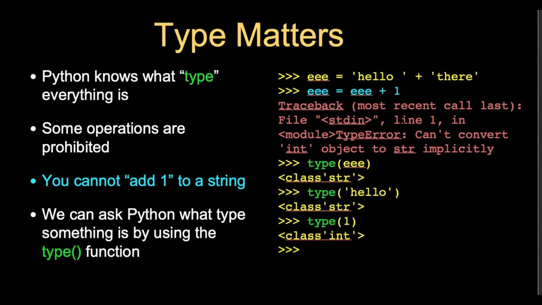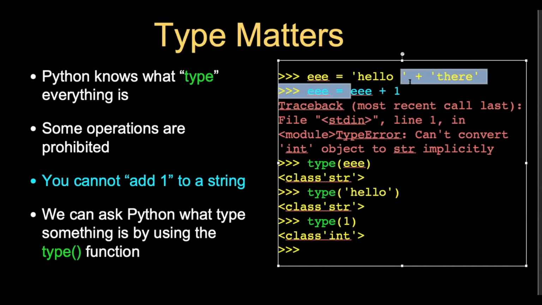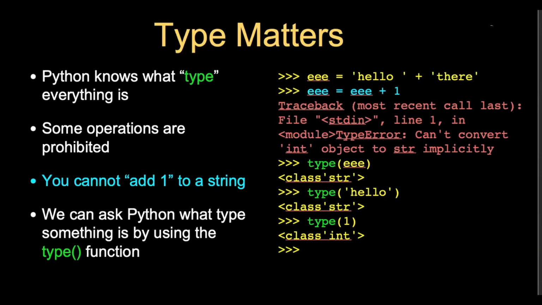Cool, the type matters. Yes, so what does that mean? Well, if you have the wrong type, then you can't do nothing. Well, actually, you can't do nothing. It's a double negation, which means you can do something, which is not what I mean, but you guys know what I mean. EE equals hello plus there.